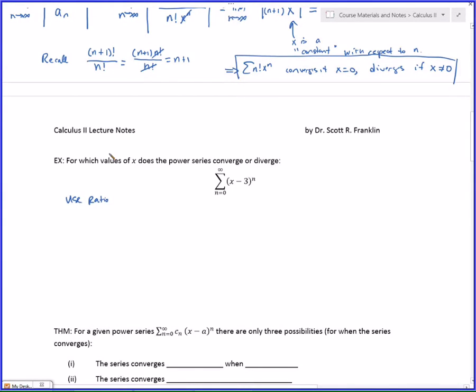Actually, we don't have to use the ratio test. This is one of the very small times when we'll get away with not using the ratio test. And really, the only time you never use the ratio test is if your coefficients are a constant. Just think about what this looks like if I plug in n equals 0, n equals 1, 2, and so on. Plug in n equals 0, you get x minus 3 to the 0, which is 1, plus x minus 3 to the first, plus x minus 3 to the second, x minus 3 to the third, x minus 3 to the fourth, plus so on.